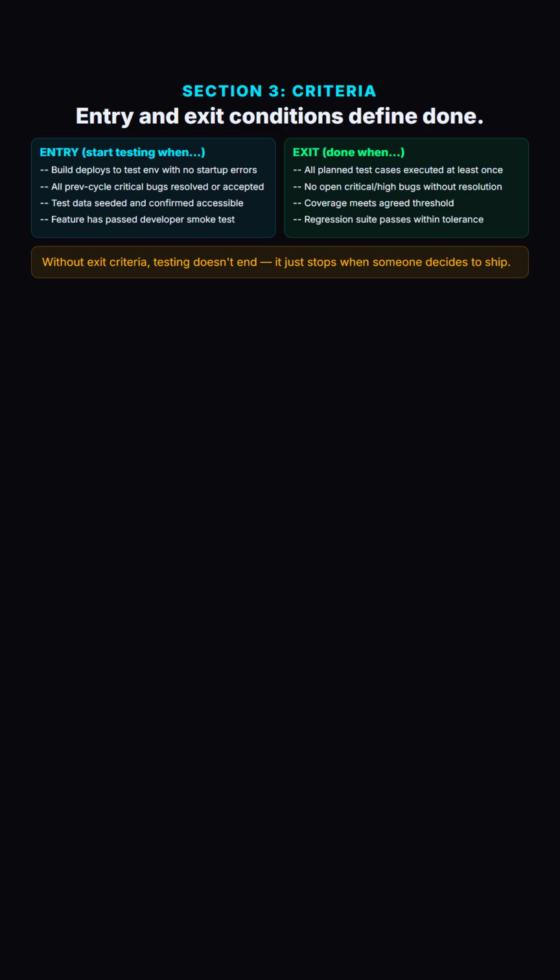Entry criteria are the specific conditions that must be true before testing can begin on a given feature or release. They protect the testing team from spending time in a broken environment or testing against an incomplete build. Concrete entry criteria for a feature might include: the build deploys successfully to the test environment with no application startup errors.